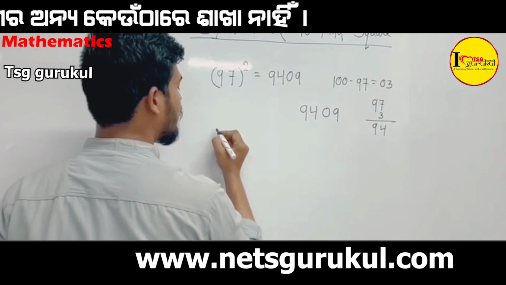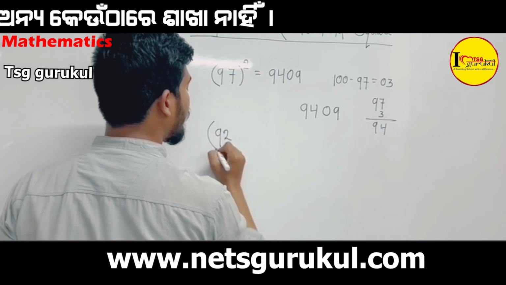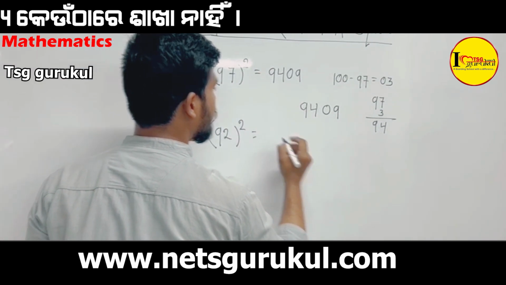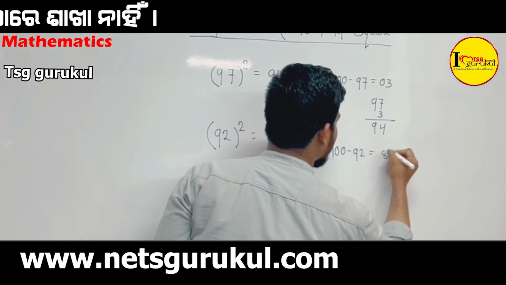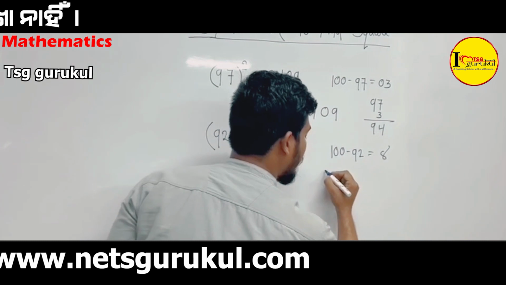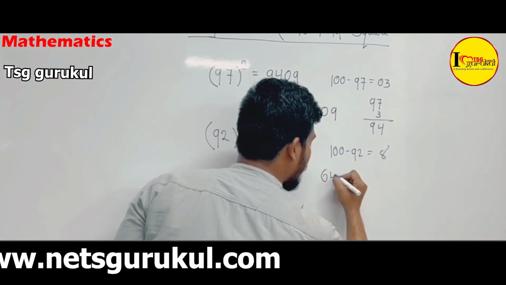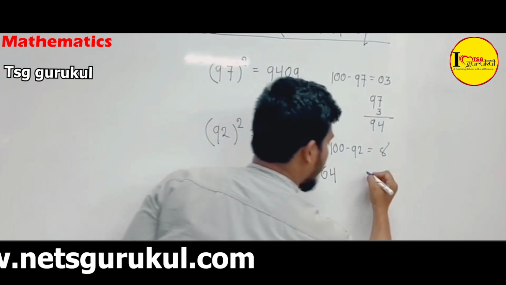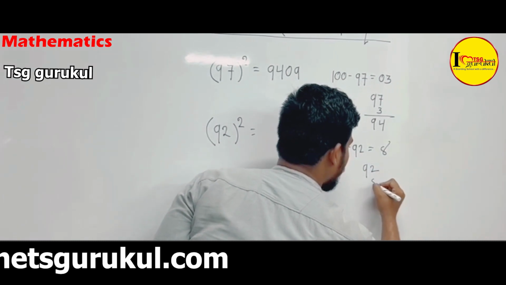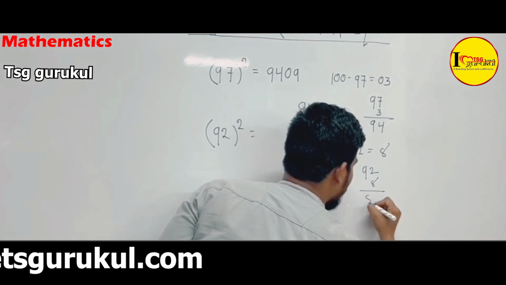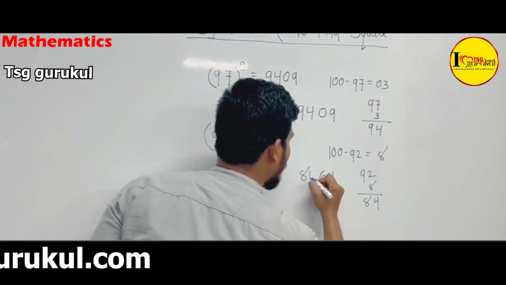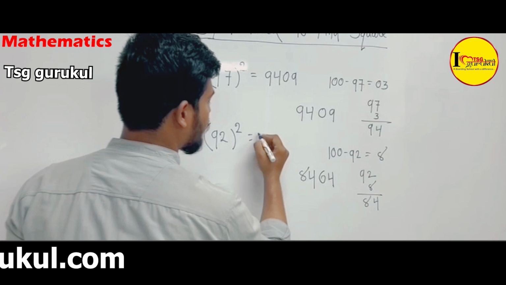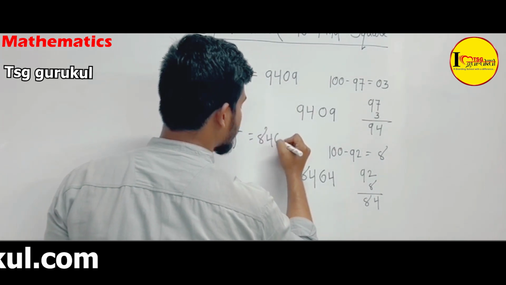Let's see another example, that is 92. If I want to find out the square of 92, here 92 is 8 less than 100. Similarly, the square of 8 is 64, and subtracting 8 from 92 gives 84. So if I write 84 before 64, this is the square of 92, that means 8464.